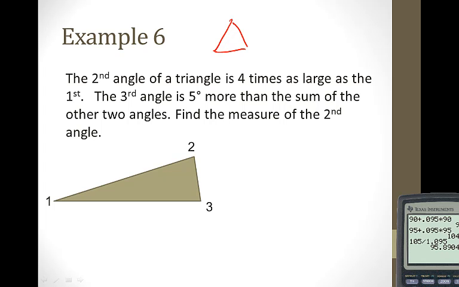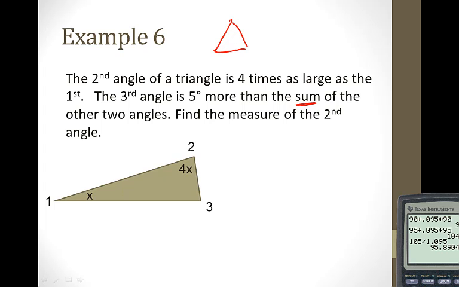Okay, so how do these relate? The second angle is 4 times as large as the first. We know nothing about the first angle, so that's going to be my x. The second angle is 4 times that, so it's 4x. The third angle is 5 more than the sum of the other 2. The sum means add, right? So I'm going to add x plus 4x plus 5. That's going to be the third angle.